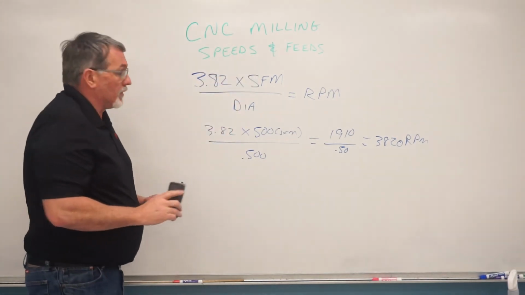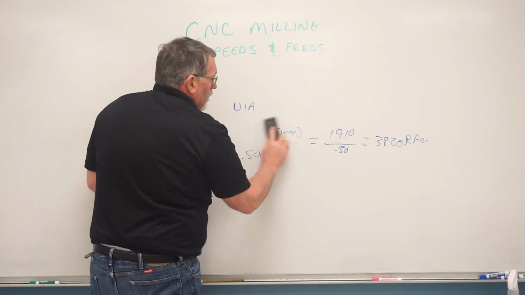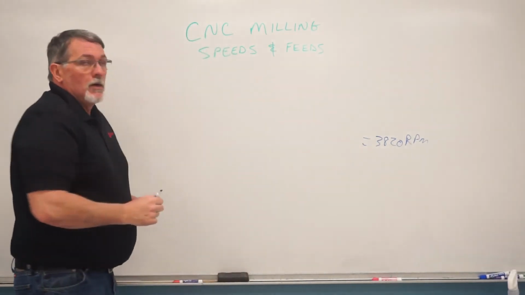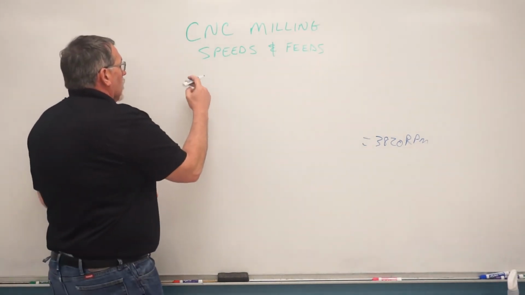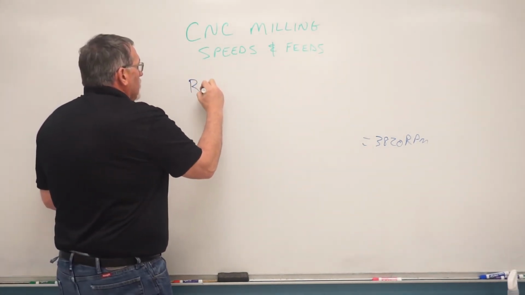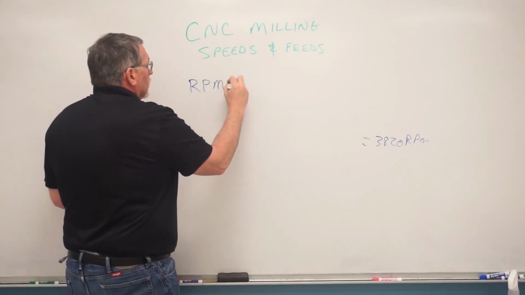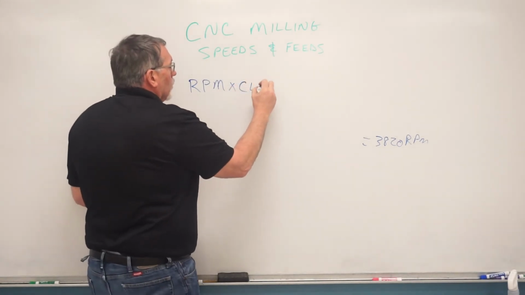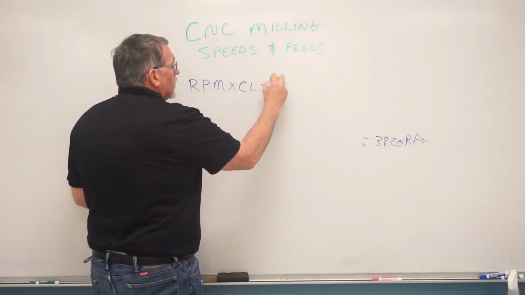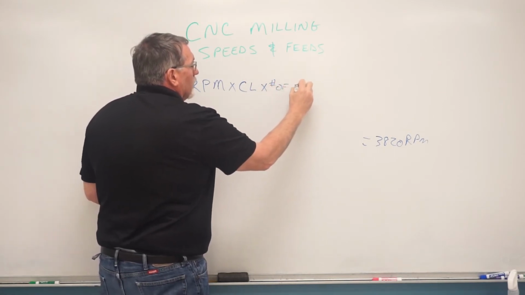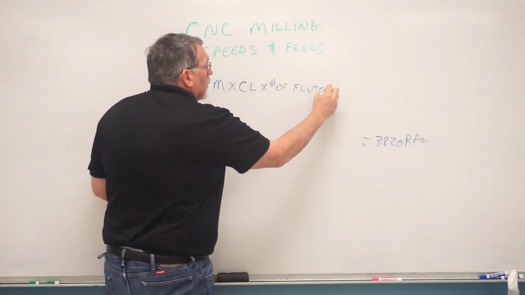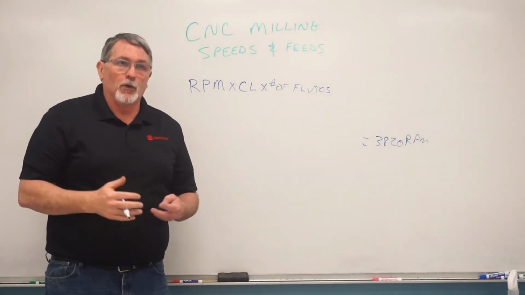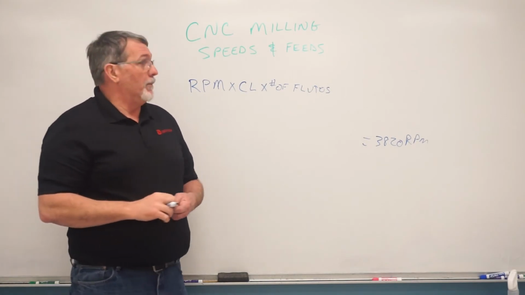Our second formula is going to give us our feed rate. I'm just going to leave that number right there so we remember it. So feed rate is going to be your RPM times what we call chip load. We'll talk about that in a second. Times the number of flutes. By flutes we mean the cutting edges of your end mill. And as you guys know, those come in 2, 3, 4, even 6 flute end mills.